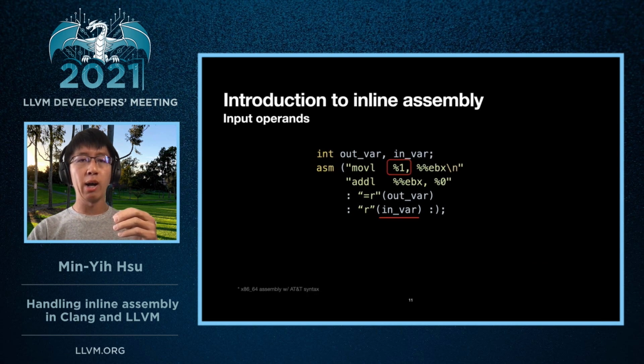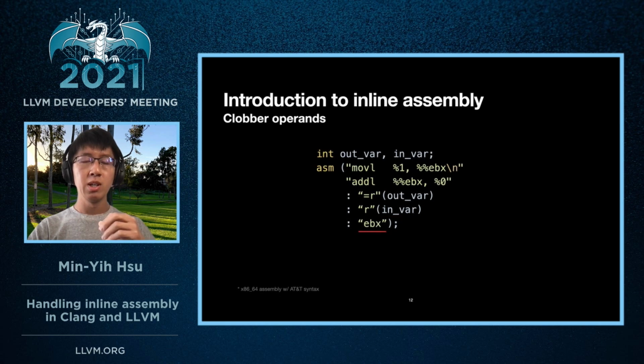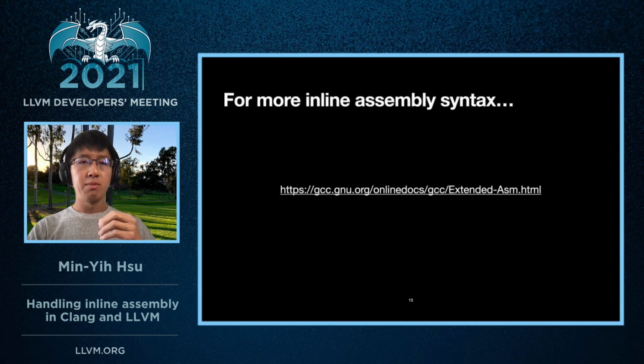With output operands, of course, we also have input operands. In this case, the inline assembly snippet will take a value from an inVarC variable. And of course, you can also use operand constraints. In this snippet, we can find that the value inside EBX is modified. So we need to use a clobber operand to tell the compiler that, hey, the value inside EBX has been modified inside the assembly string, so please don't allocate EBX for other usages. For more syntax, this webpage is a really good reference.